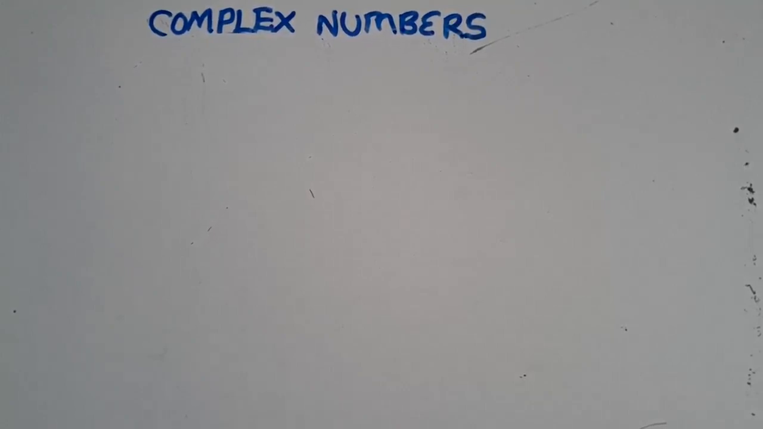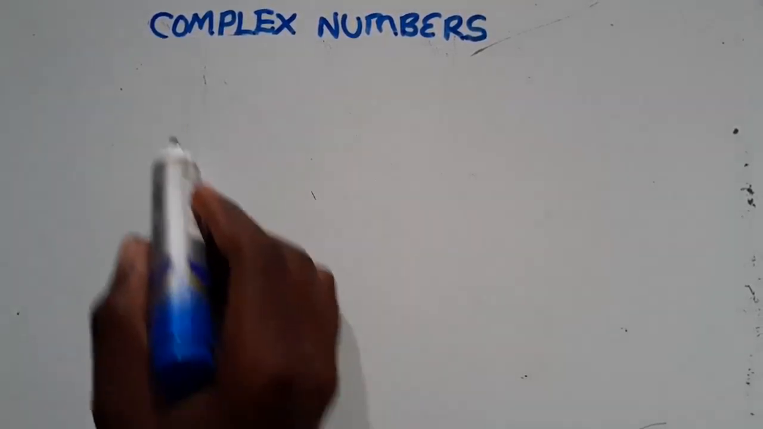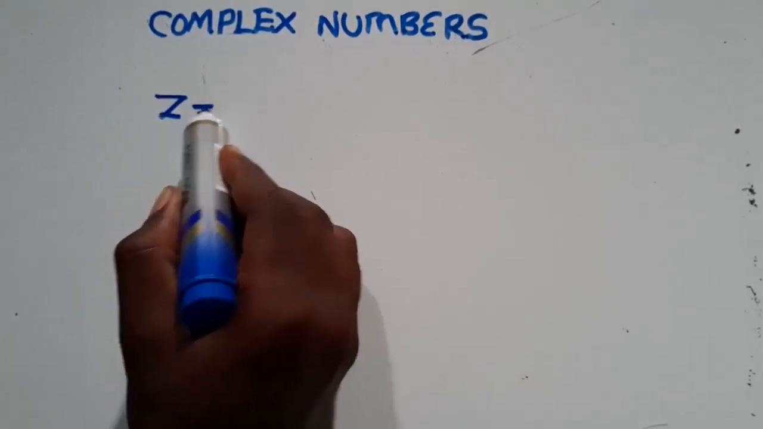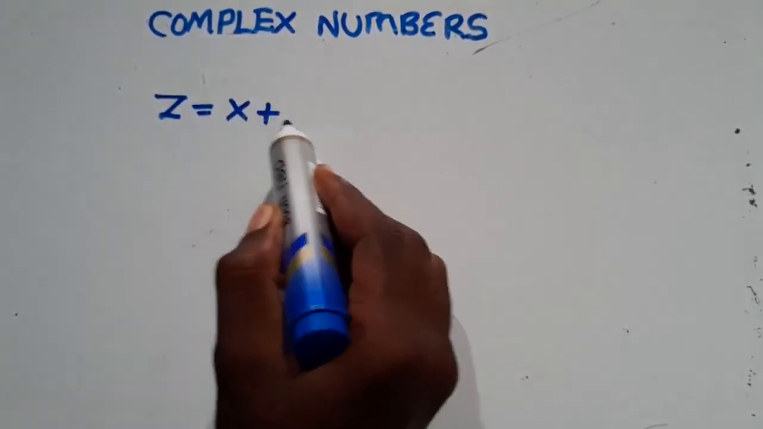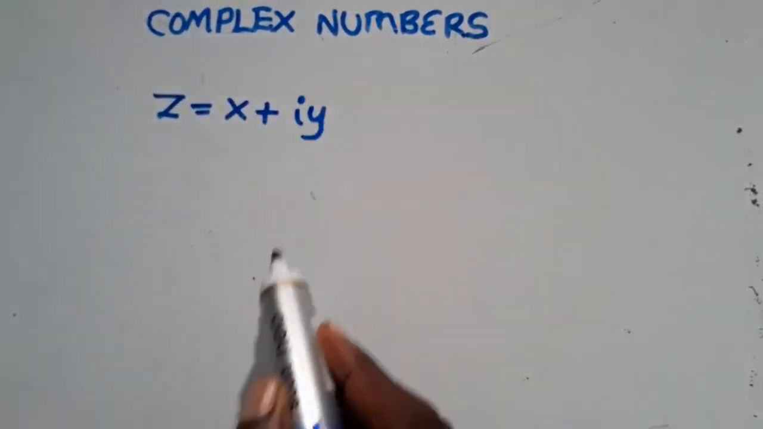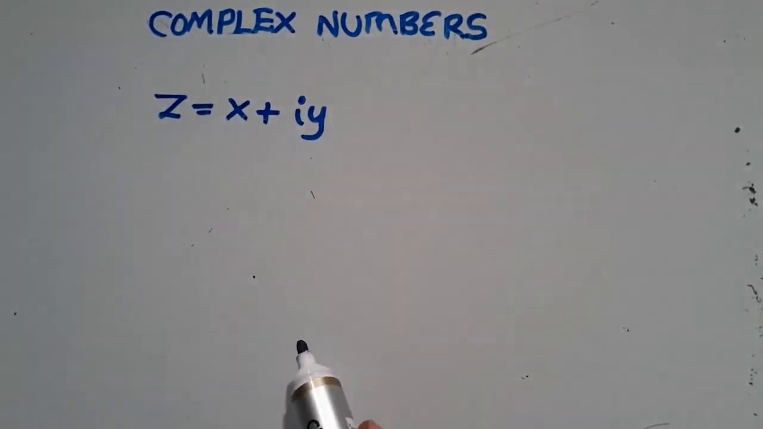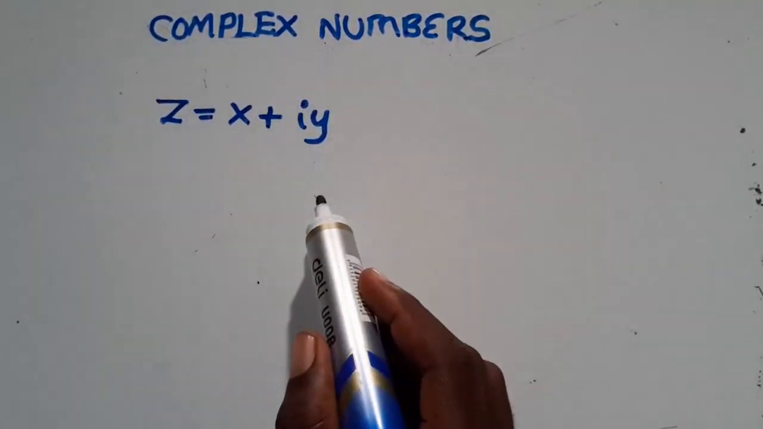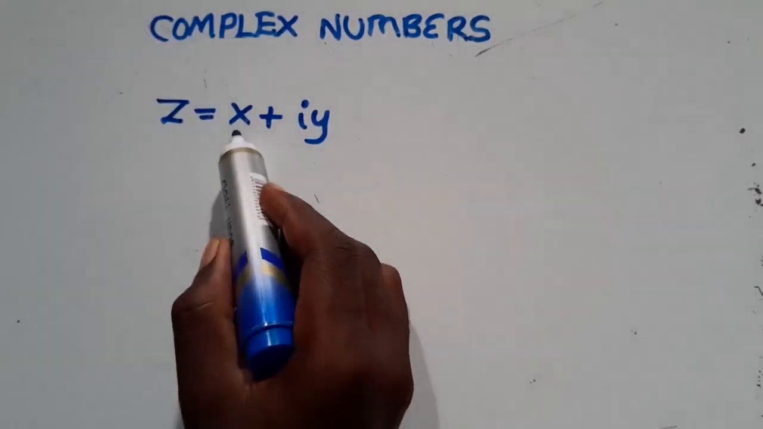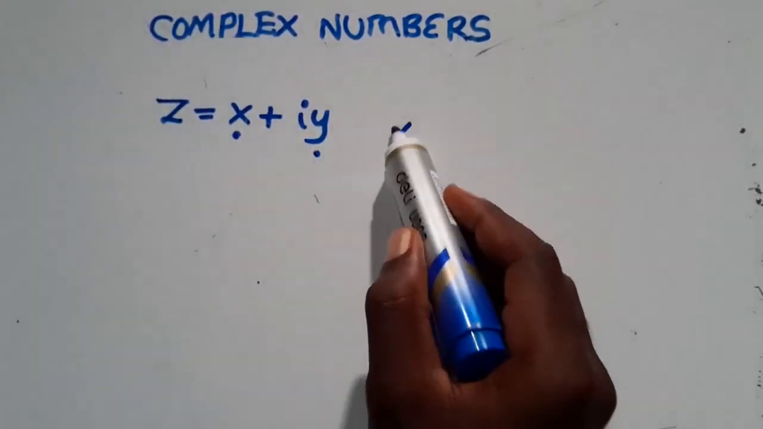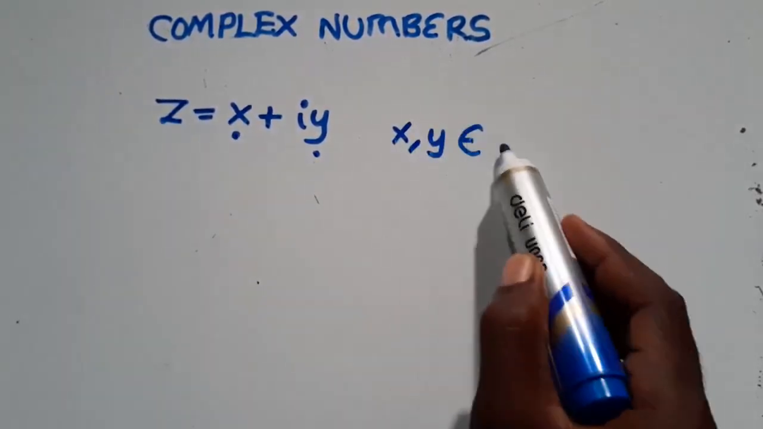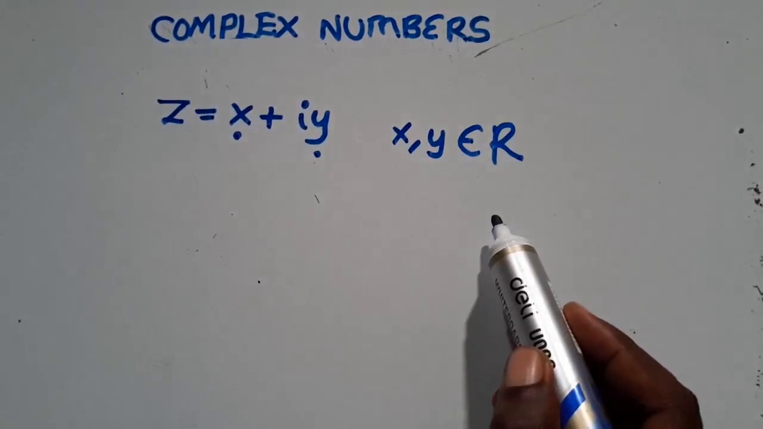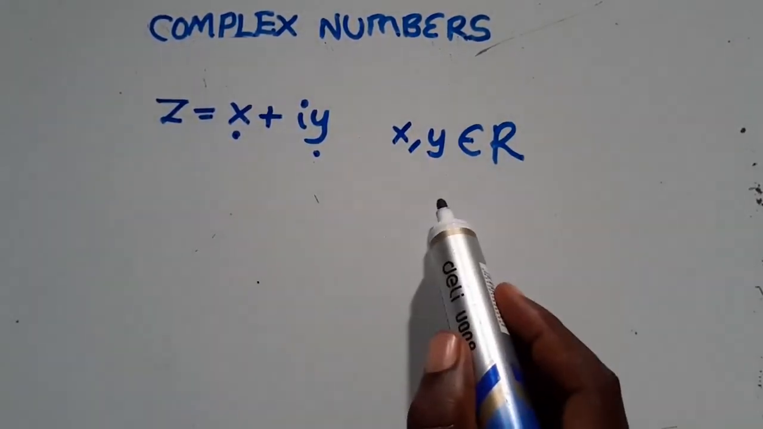So, how can we understand complex numbers, or how can we know a complex number? A complex number is denoted by z is equal to x plus i y, like this. This is a complex number. Each time we are talking about a complex number, this is what you are supposed to know. The x and the y are members of real numbers.